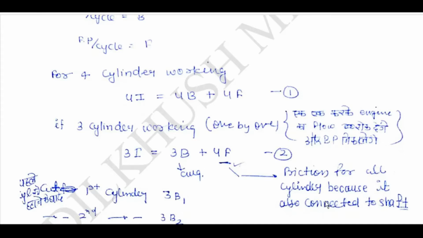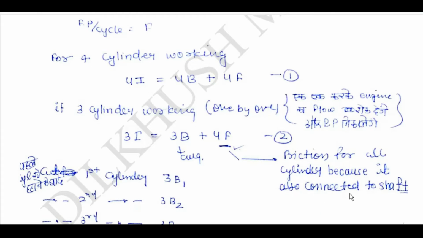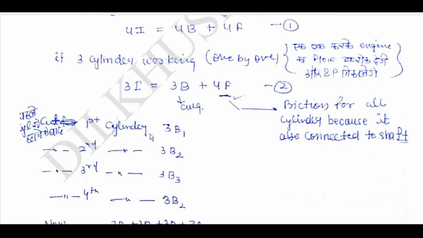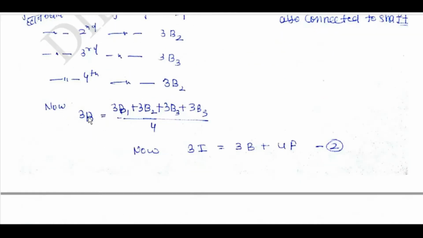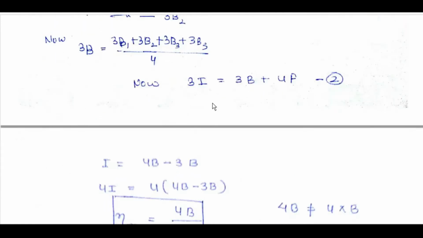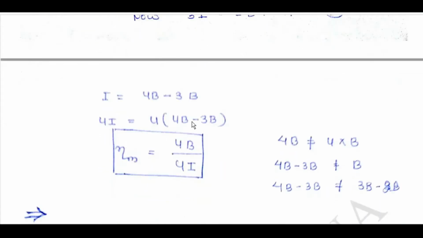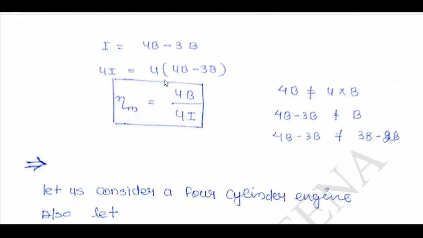Friction is for all cylinders because all are connected to the shaft. First cylinder 3b1, second cylinder 3b2, third 3b3, fourth 3b4. Finally 3b is equal to (3b1 plus 3b2 plus 3b3 plus 3b4) by 4. Now 3i is equal to 3b plus 4f. I is equal to 4b minus 3b. 4i is equal to 4 into (4b minus 3b). Eta m is equal to 4b by 4i.